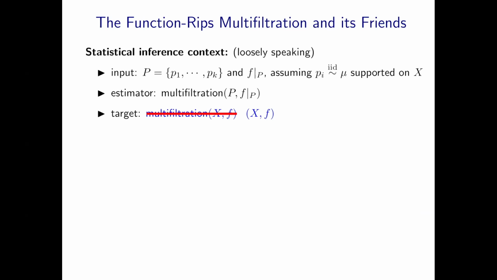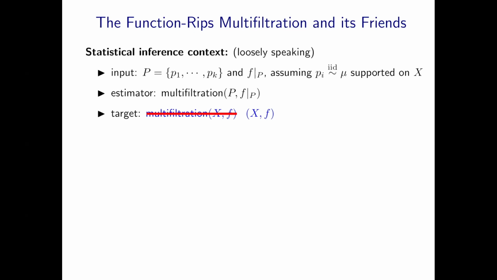And I'm drawing points P1 through Pk. K is going to be the number of points in the talk. And I'm drawing these points, maybe IID from this measure mu. And now I'm building this multifiltration from my point cloud. And I want to be able to say that this multifiltration is going to be an estimator of something, okay? A statistical estimator of something.